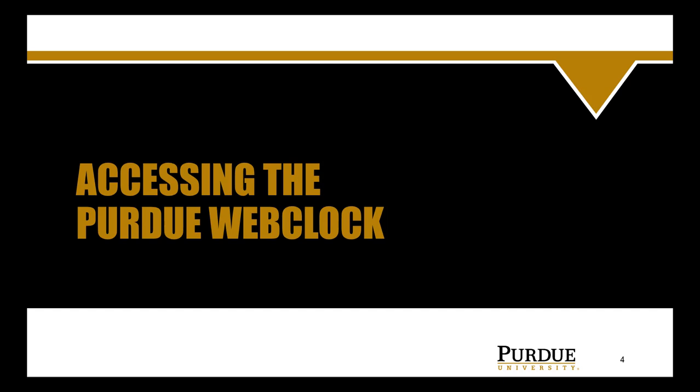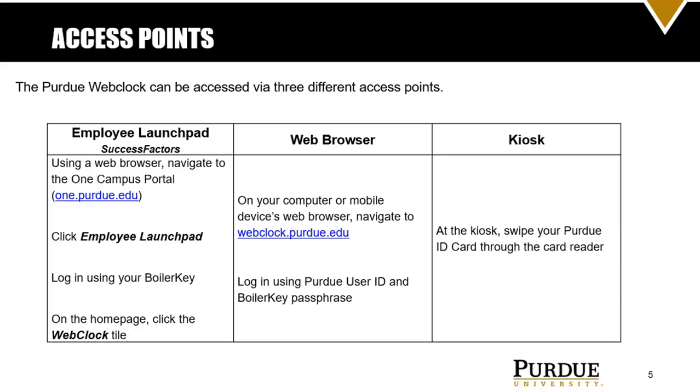Accessing the Purdue Webclock. There are 3 access points for the Purdue Webclock. The first is via the One Campus portal, found at one.purdue.edu. On the portal, click the Employee Launchpad tile and log in using your boiler key. On the SuccessFactors homepage, click the Webclock tile to launch the Webclock.